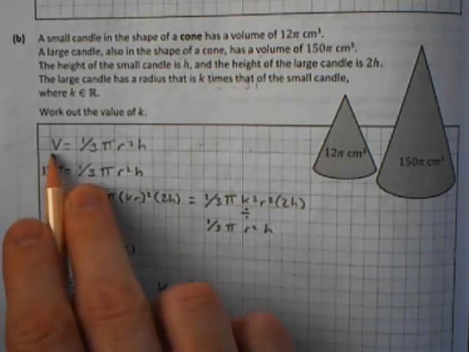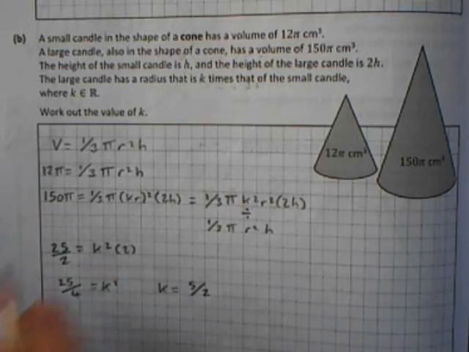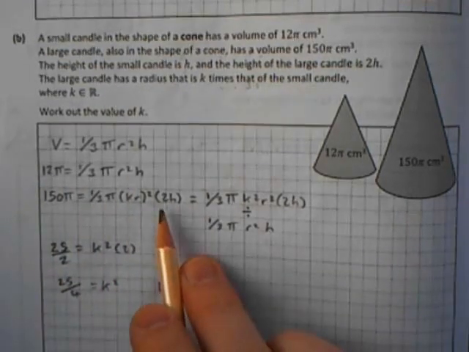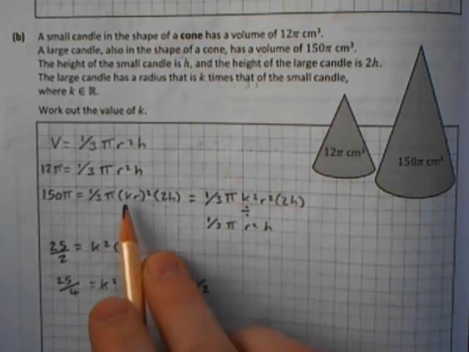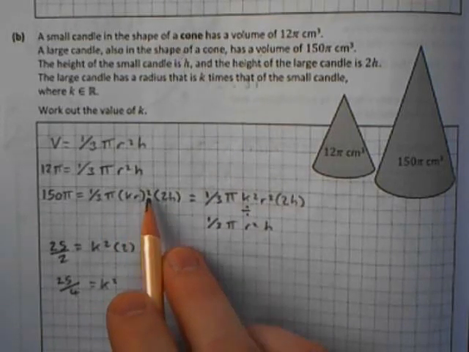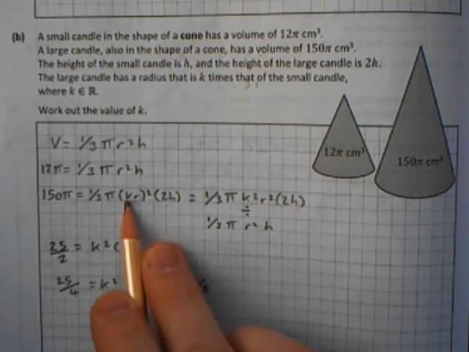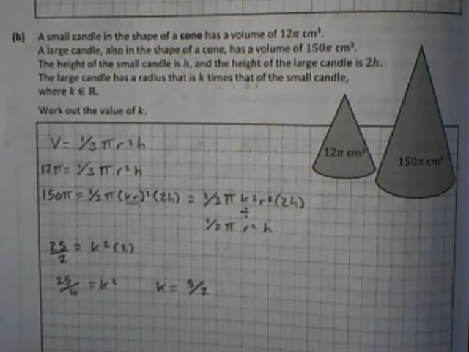So we're going to use the volume of a cone. These are all on page 10, by the way. And we're going to do the small cone, we're going to do the large cone. Notice how I've put 2h for the height here, not just h because it's the large cone. And I've put kr, and that's squared because that's going to be the radius. Okay, so that's probably the tricky bit there, that kr, because you're going to square both of those things.